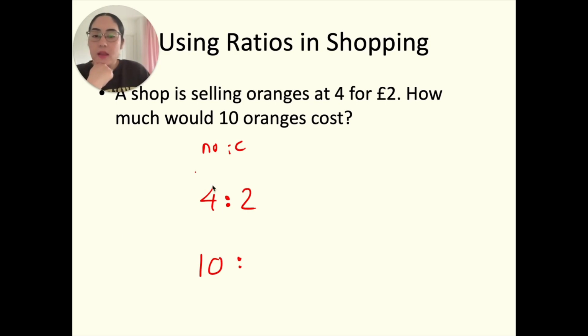So in this case, where we've got odd numbers, we always do it like this. We look at, okay, 4 oranges, the cost is £2. How much would 1 orange cost? And then whatever that is, we can multiply it by 10 to get to 10 oranges. So we do 4 divided by 4 to get to 1. We do the same thing to the other side. 2 divided by 4. And 2 divided by 4 is 0.5.